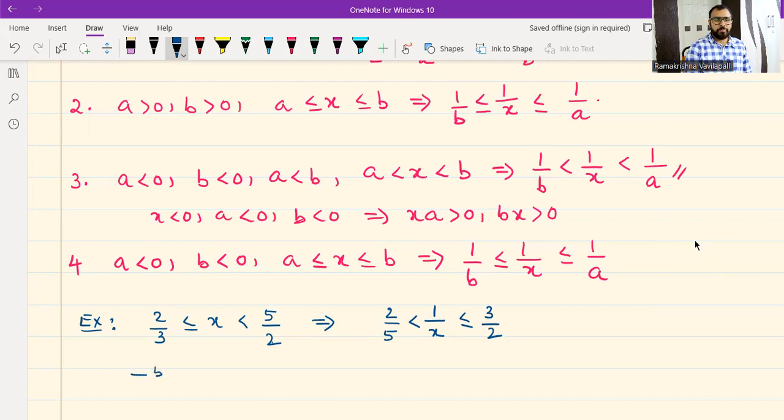Minus 5 by 6 less than X less than or equal to 2 by 5. Okay, now you take the reciprocal: minus 5 by 2 less than or equal to 1 by X less than minus 6 by 5.